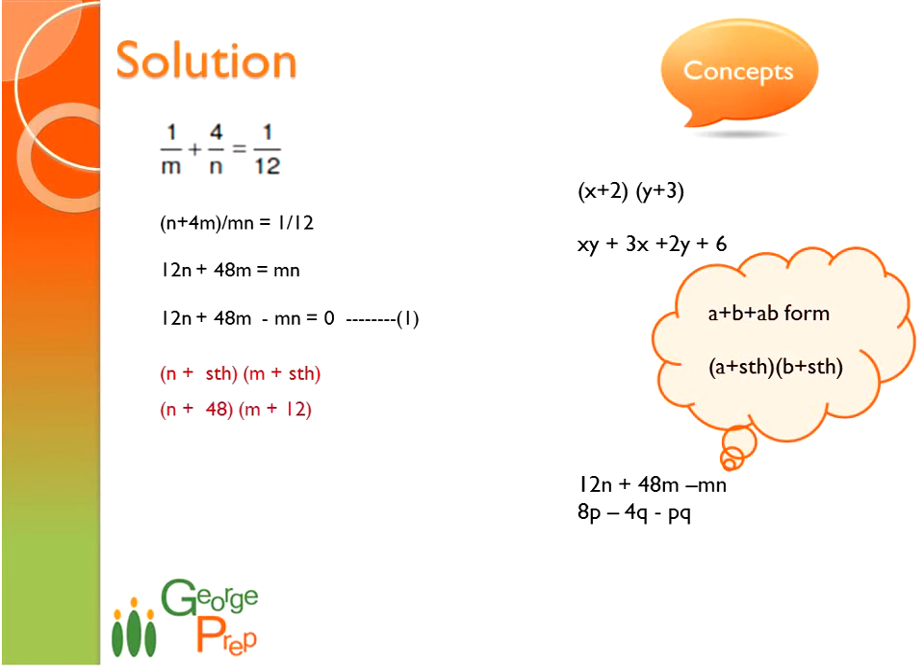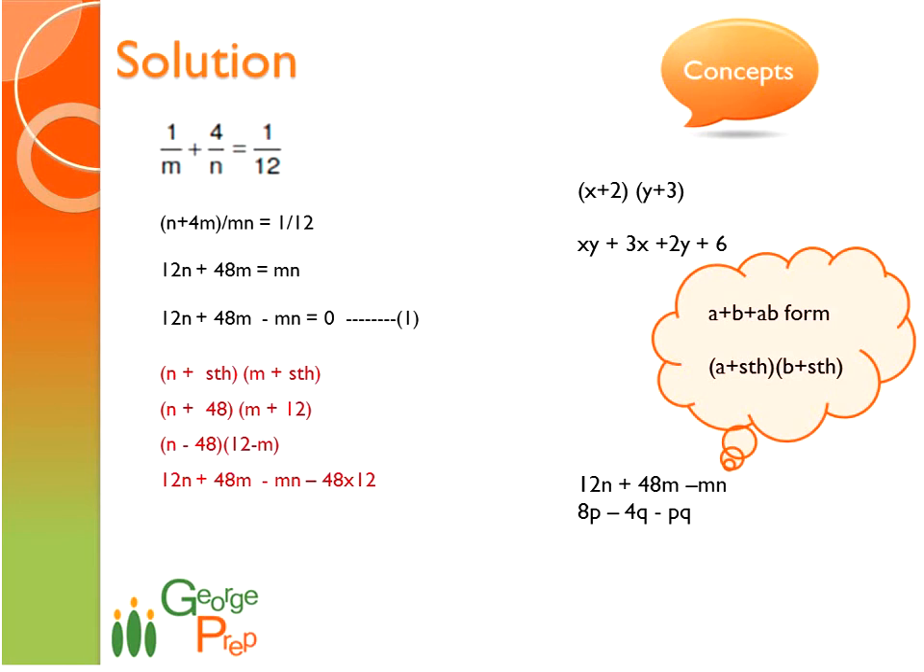Now we also have to take care of the signs. mn is negative, so m and n cannot have the same signs in the brackets. So we would get (n minus 48) into (12 minus m). Why minus 48? Because 48 has a plus sign in the main equation. So if you simplify what we have got, we will get 12n plus 48m minus mn minus 48 into 12.